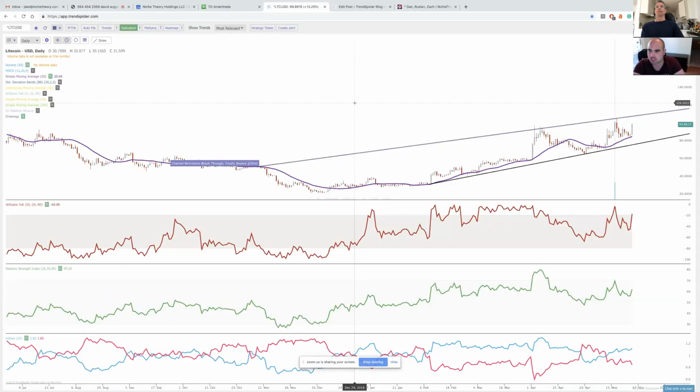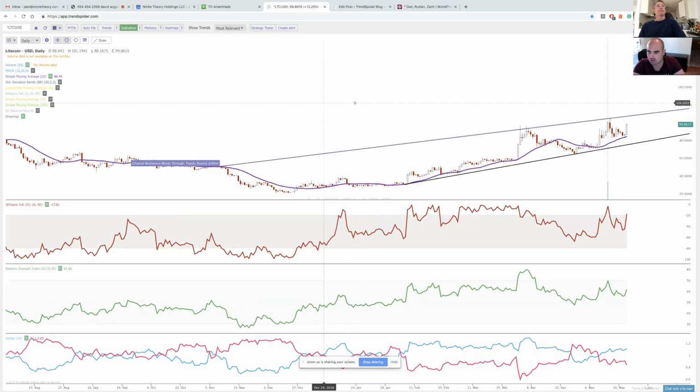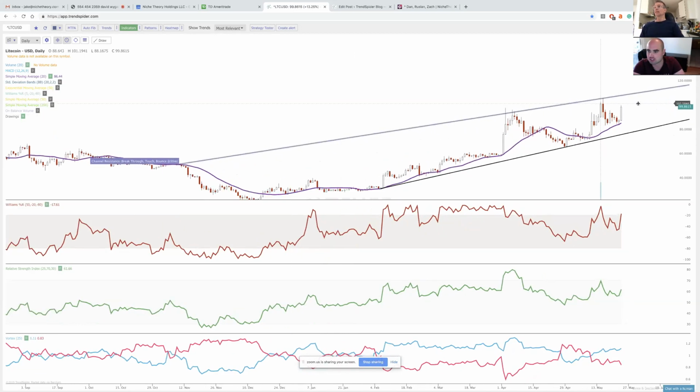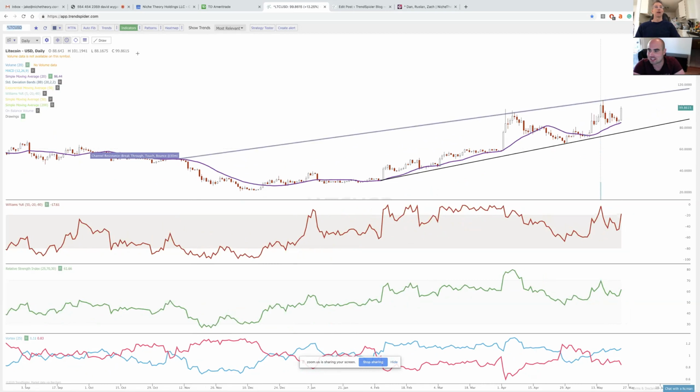All right. Can you see my screen? Yeah. Okay. Cool. So this Litecoin's about to hit 100 again. It is. Yeah. It hit 102 before we got on the phone.